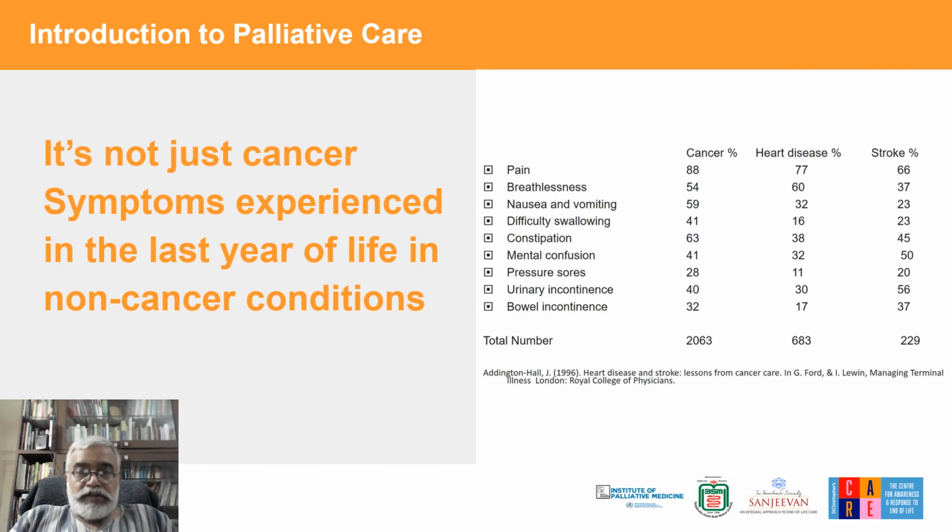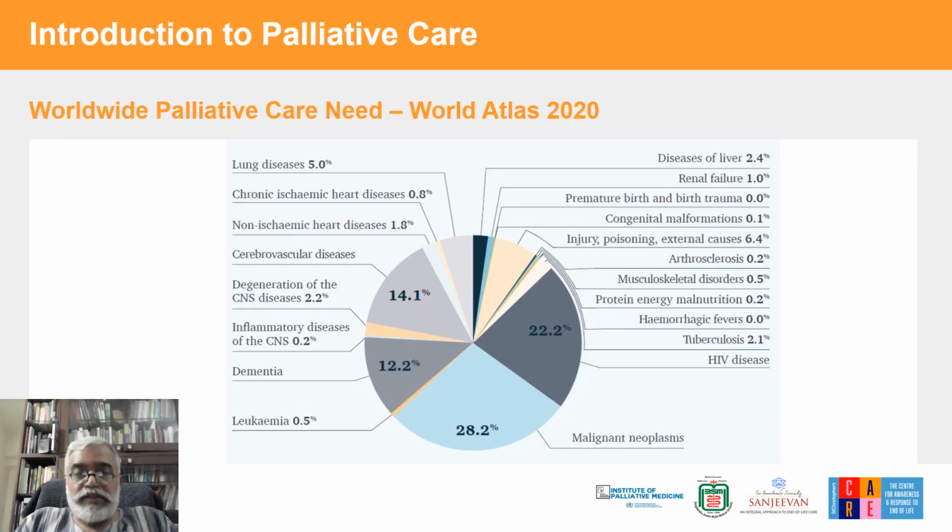If you look at this data on the last 1 year of life, you can see that heart diseases and stroke cause as much problems as cancer for the patient. This diagram, which shows the disease-wise split up of people in need of palliative care, is based on 2017 global data. You can see that of all the patients in need of palliative care, only 28.2% are people with advanced cancer. The majority are people with various other diagnoses.